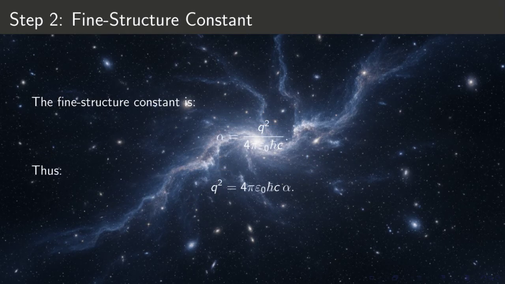Step 2. Fine structure constant. The fine structure constant is defined as q squared divided by 4 pi epsilon naught h bar c. Rearranging this equation gives q squared equal to 4 pi epsilon naught h bar c times alpha. This expression for q squared will now be substituted into G2.